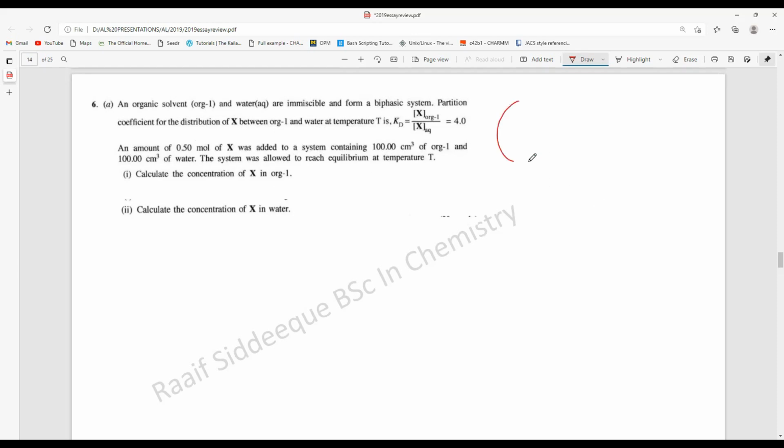So basically, if I draw here very close to this one, okay. So this is 100, this is 100 cubic centimeter. Okay, so you add 0.5 moles of X.